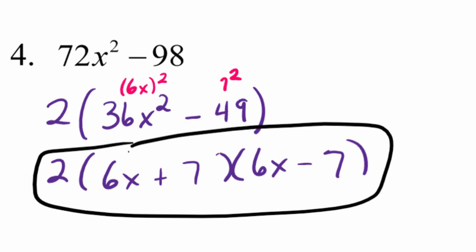By the way, those binomials can be in any order. If you put the 6x minus 7 first before the 6x plus 7, that's okay. That's still the same answer.